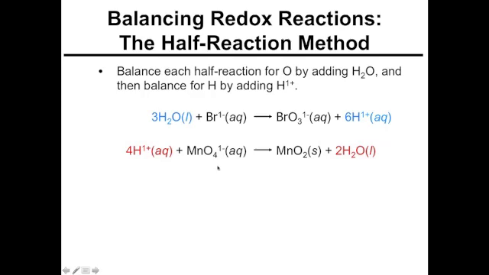In the second half reaction, we have 4 oxygens on the reactant side, 2 oxygens on the product side, so we need to add 2 waters to the side that needs our oxygens, the product side. Now we have 4 hydrogens, so we need to add 4 H+ in order to balance those. And that gives us an equation that's balanced for our hydrogens, manganese, and oxygens.